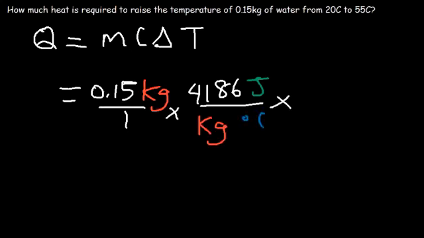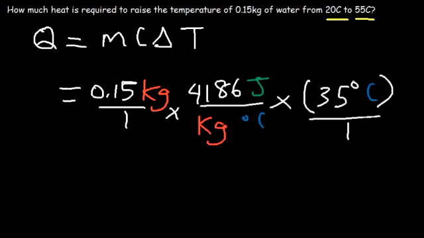And then the change in temperature, so if we take the final temperature and subtract it by the initial temperature, that's 55 minus 20, we'll get an increase in temperature of 35 degrees Celsius. So now let's pay attention to the units. The unit Celsius will cancel, and the unit kilograms will cancel, which means Q is going to be in joules. So 0.15 times 4186 times 35.